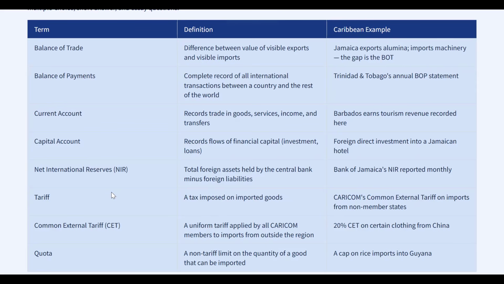So, for example, let's say we have a balance of payments deficit. Our imports are higher than our exports. What we could choose to do is increase our tariffs on certain imports. If we increase our tariffs on certain imports, chances are people will buy less internationally to avoid the tax.